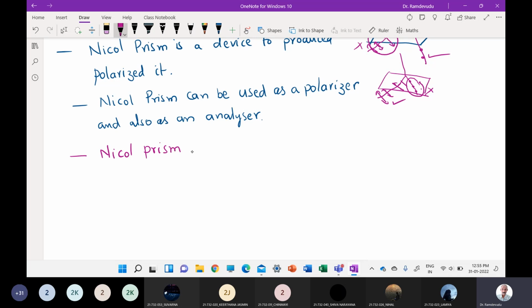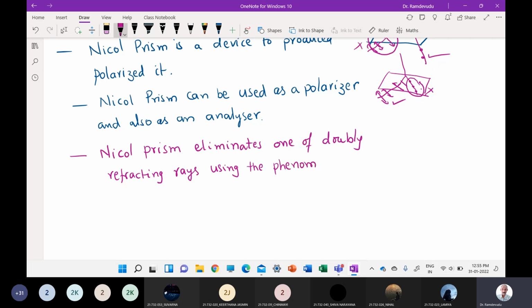So we'll say the Nicol prism eliminates one of the doubly refracting rays, that is the E ray or the O ray, using the phenomenon of total internal reflection, which we call TIR.